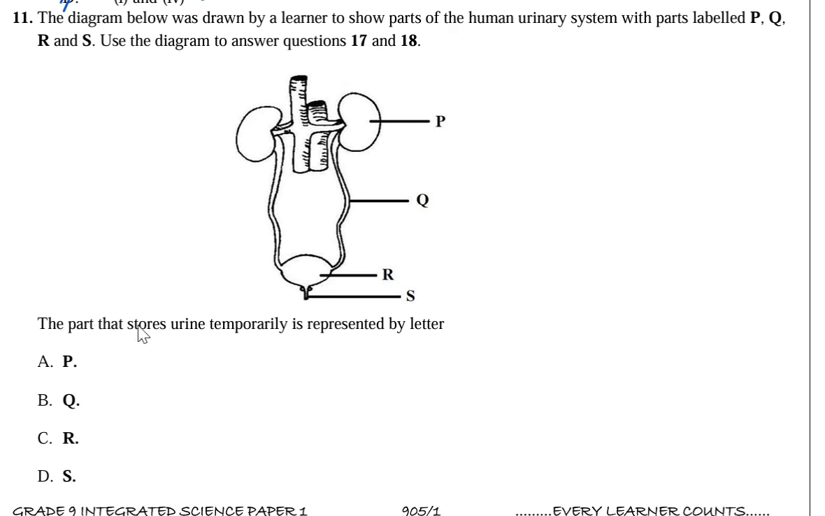So before we answer this question, it's better that we understand the parts. So P is known as the kidney. This is the left kidney. Q is called the ureter. R, urinary bladder. And S, the urethra. So the one which stores urine temporarily is the urinary bladder, which is marked as R. And therefore, the correct answer is C.